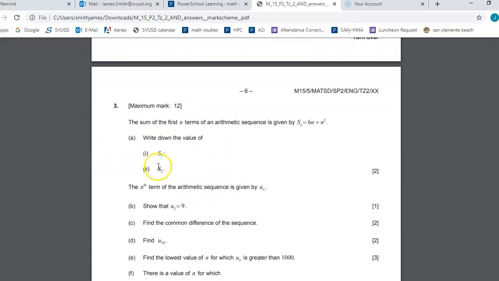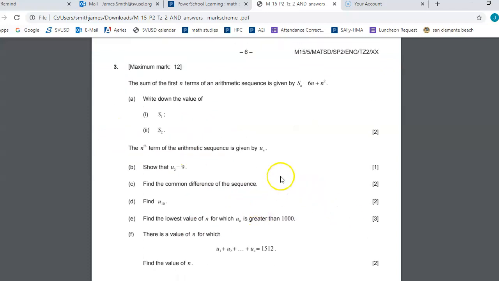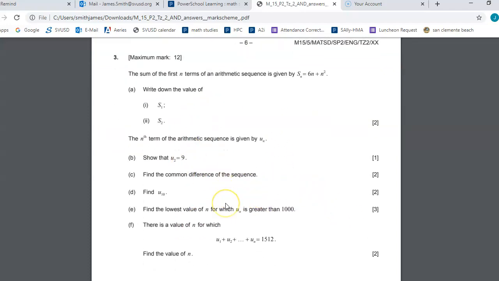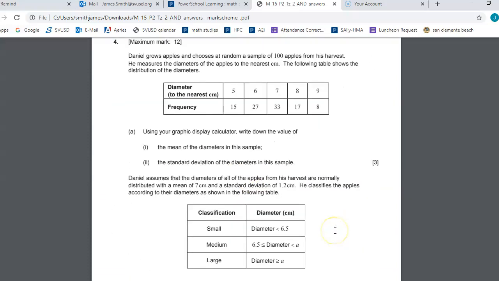As you go down, I'm having you skip number 3. There's some things in here that I would only give you if we were doing this together in person and I could do some of this with you. So I want you to go to number 4. I wanted to remind you of how we did some of this in our calculators.